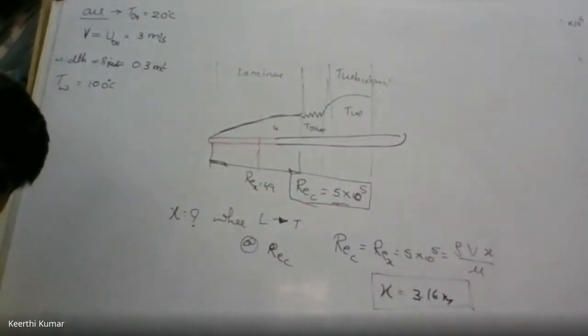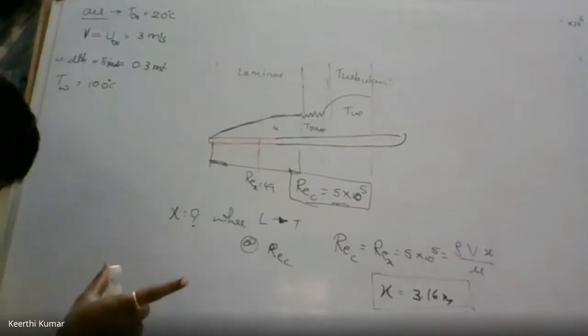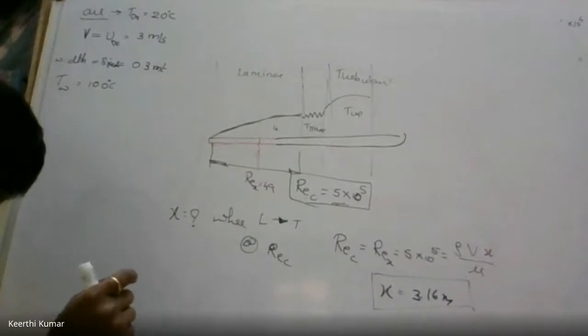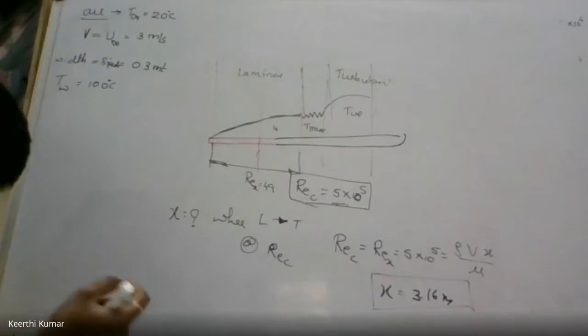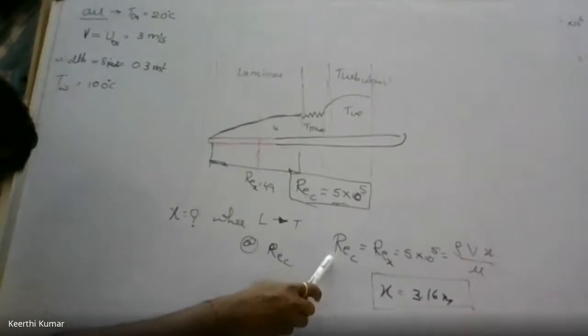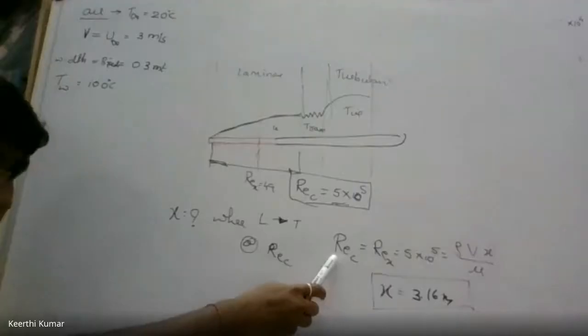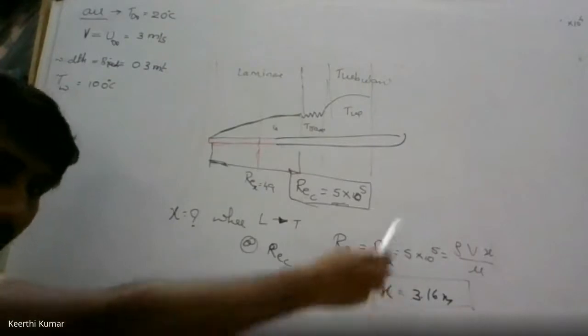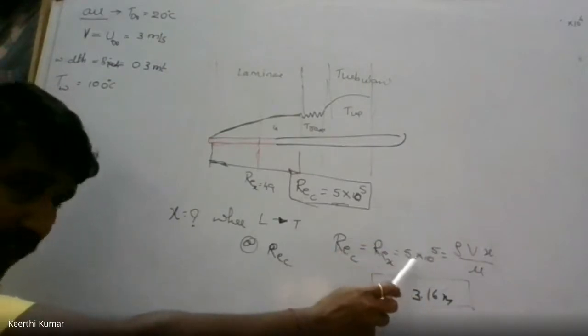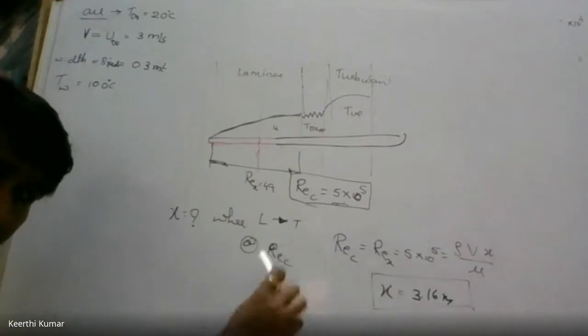Clear? So how do we find out, for a given set of equations, the length at which the flow converts from laminar to turbulent? How to find that out? By considering this and substituting. Whenever Re critical is 5 into 10 to the power of 5, below this it will be laminar, after this it will be turbulent. Exactly at this point is where the laminar to turbulent shift takes place.